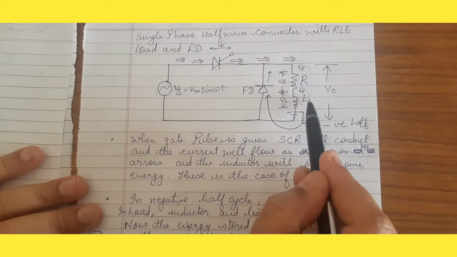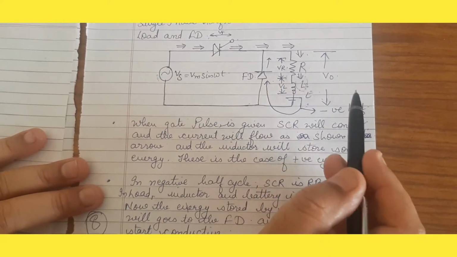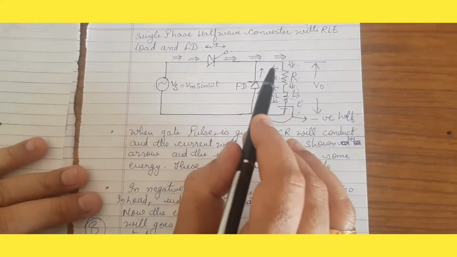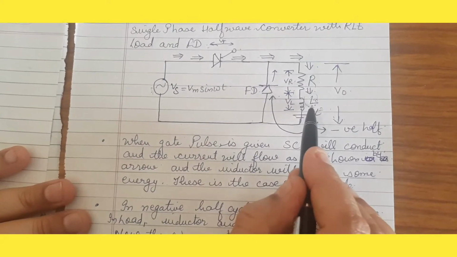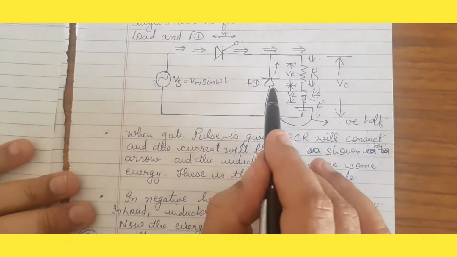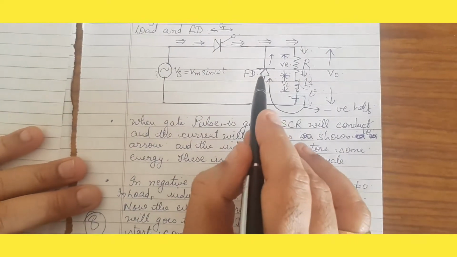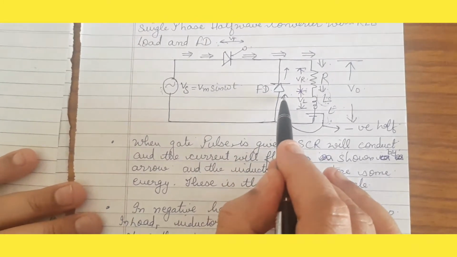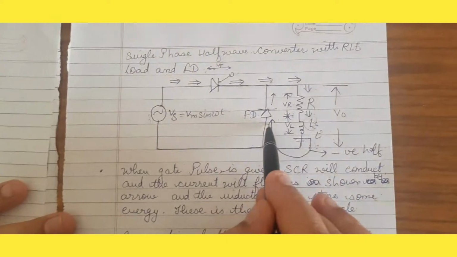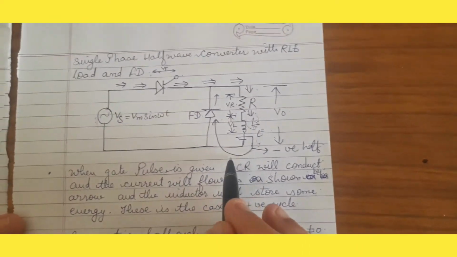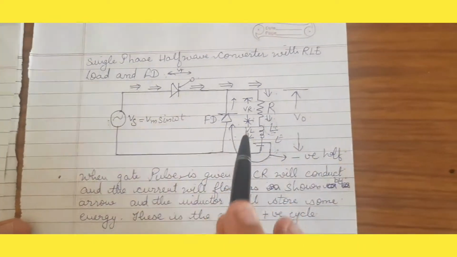The inductor will store some energy, and in the negative half cycle the current will flow from the inductor to the freewheeling diode, and the freewheeling diode will start conducting, because the inductor stores some energy and that energy is consumed in the reverse direction.